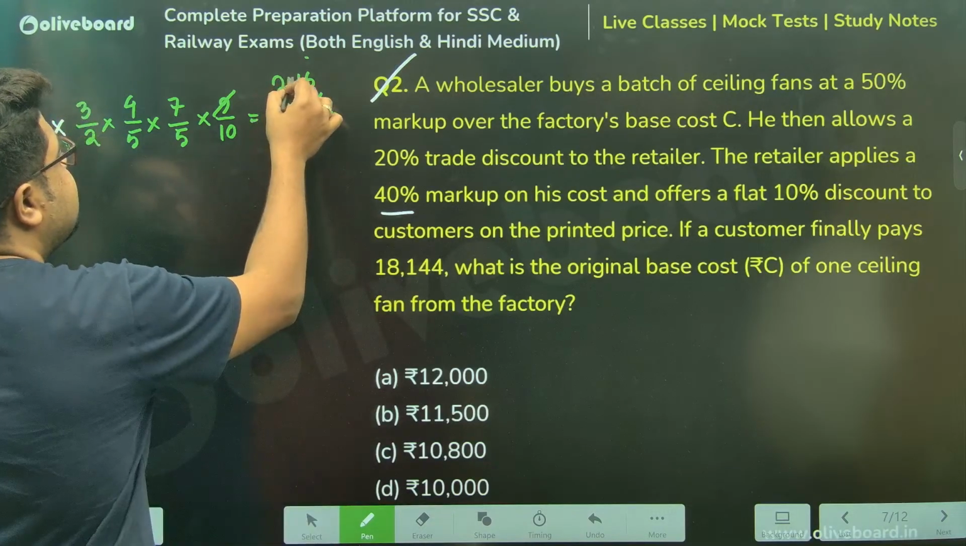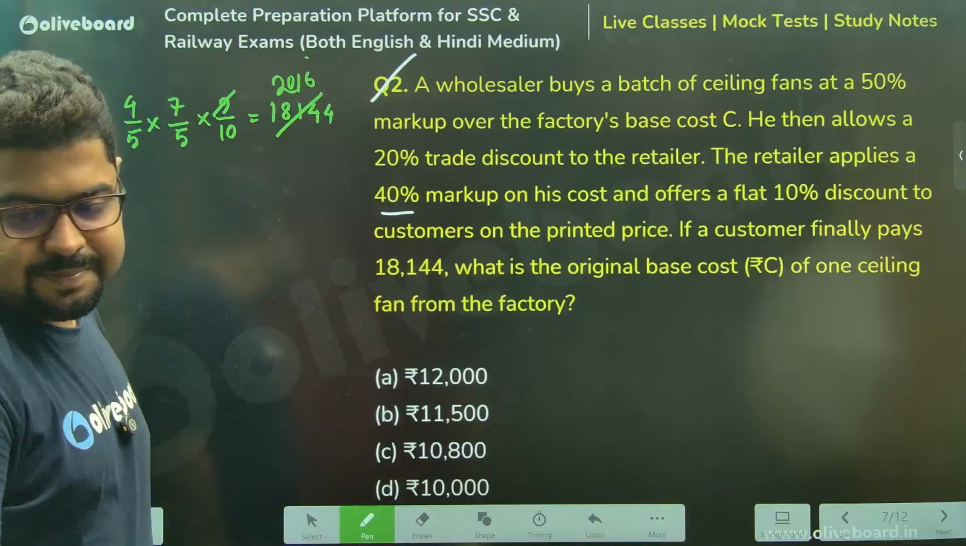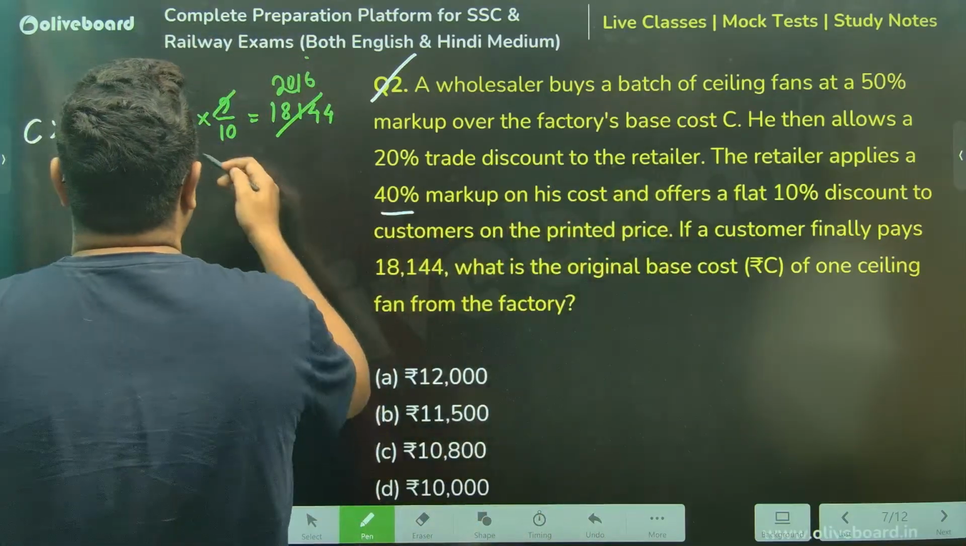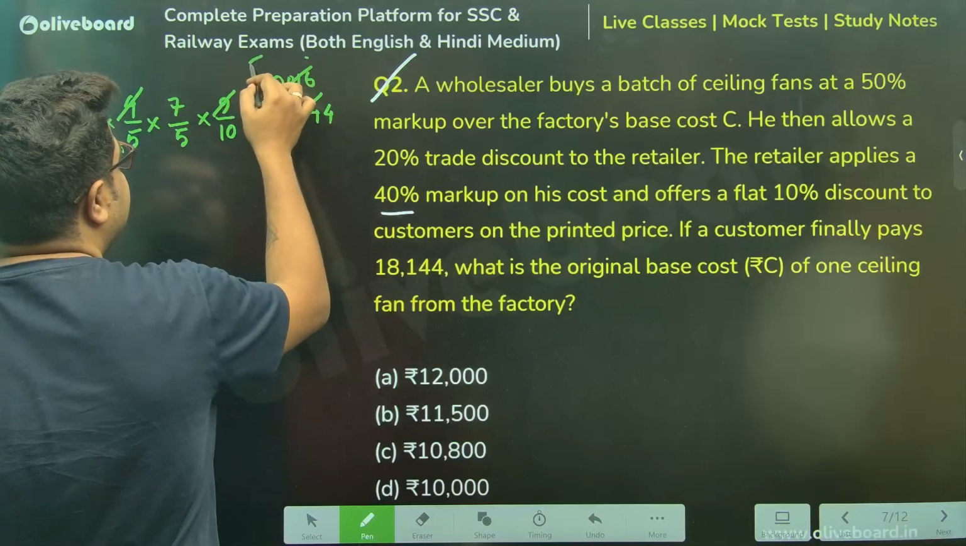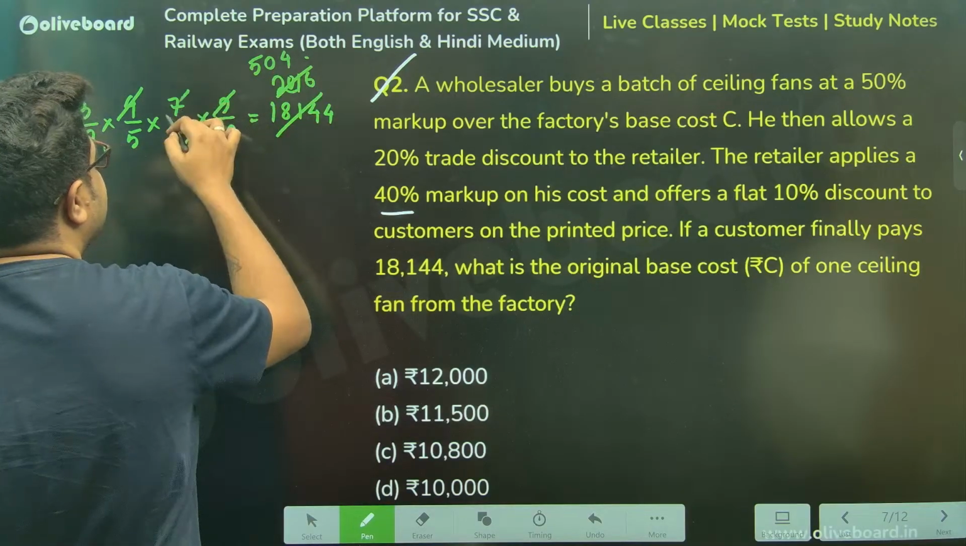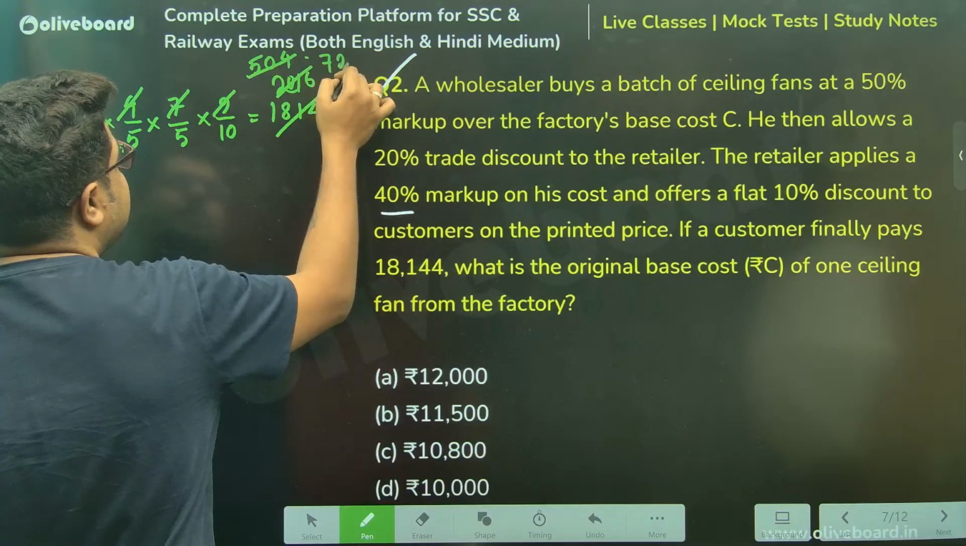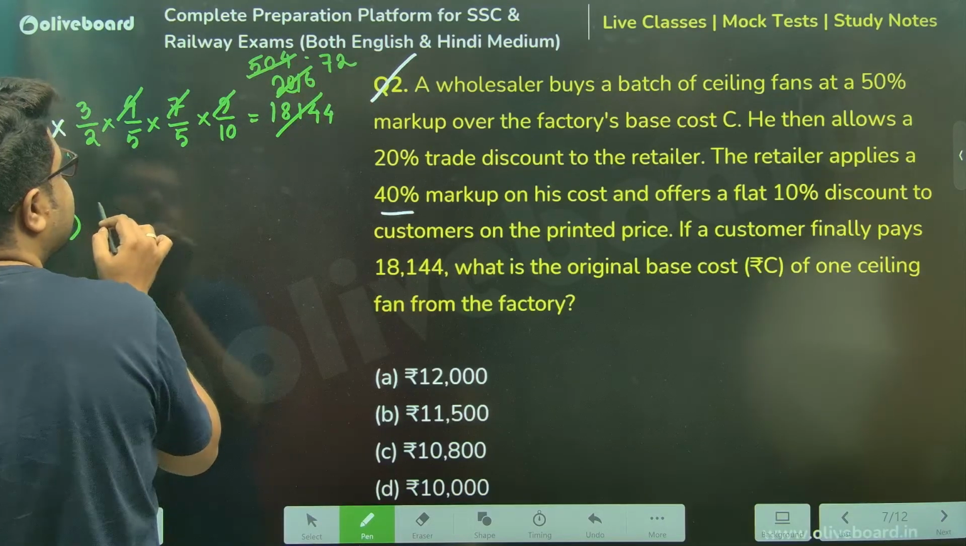Okay, sir, 2016 को मैंने 216 लिख दिया था. So sorry, sir. So very sorry. Sir, 4, 504. 7 sevens are 49. Twos are this. देखा क्या गड़बड़ मैंने कर दिया था.